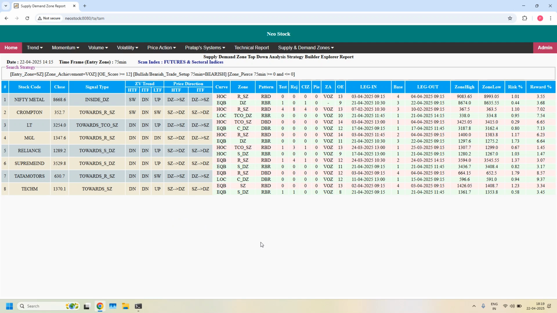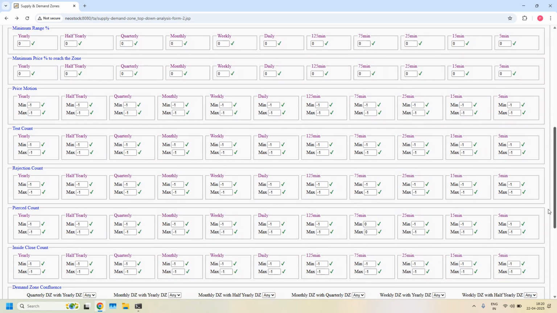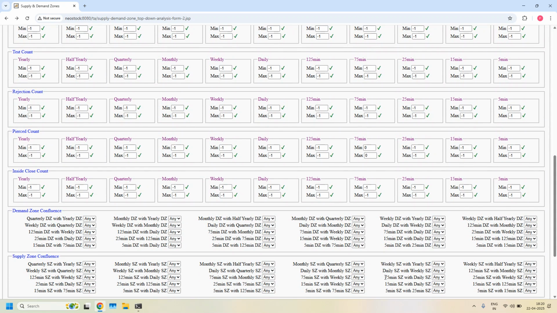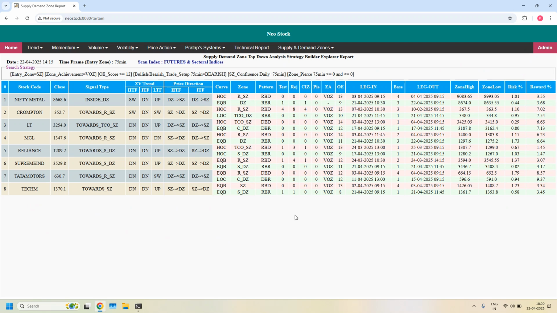Out of these 8, how many 75 minute supply zones are having more high probability to get success? That we will filter based on the supply zone Confluence. First filter is 75 minutes with daily supply zone Confluence. So I am enabling the filter. And out of 8 stocks, we got all 8 stocks. That means in all the 8 stocks, these 75 minute supply zones are overlapped with daily supply zone.